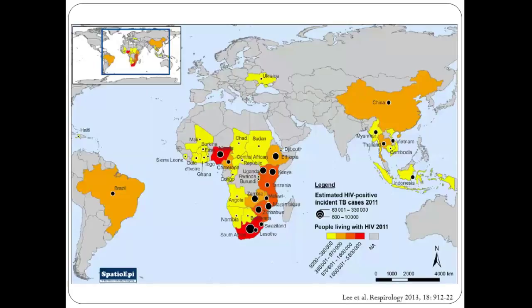This is just a world map to show you the tight correlation between the areas with higher rates of HIV, which will be in red, and the higher rates of HIV and tuberculosis co-infection, which are the dots. The larger the size of the black dot, the larger the number of HIV and tuberculosis co-infection cases.